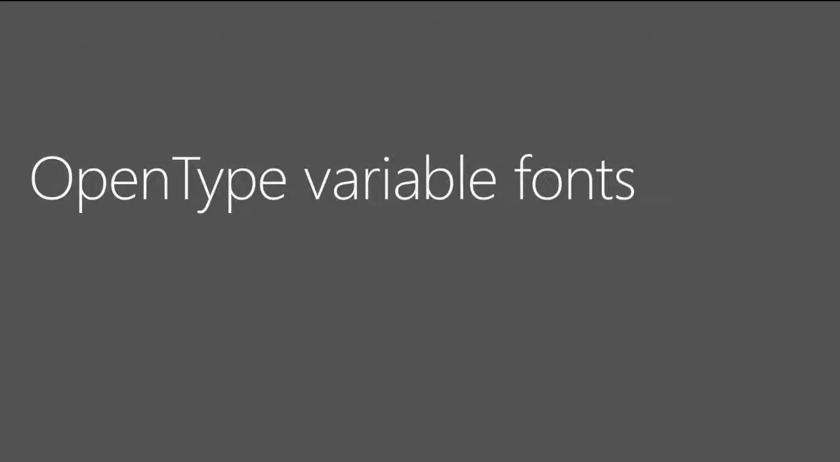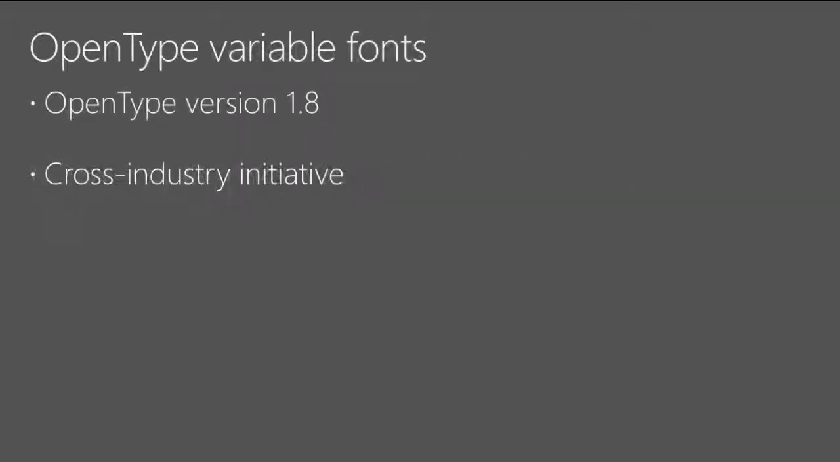OpenType variable fonts is a technology that can help with these problems. This is a technology that we announced last fall with the release of version 1.8 of the OpenType spec. And this wasn't something that we, Microsoft, did on our own. We led an initiative across industry, engaging with partners including Adobe, Apple, Google, and other companies to develop this technology. And so this is something that you'll be seeing not only in Windows, but in all major platforms.